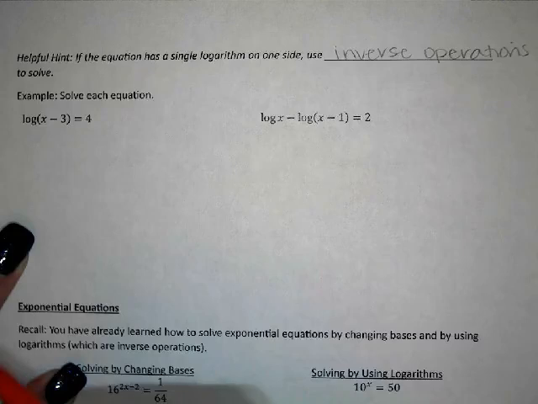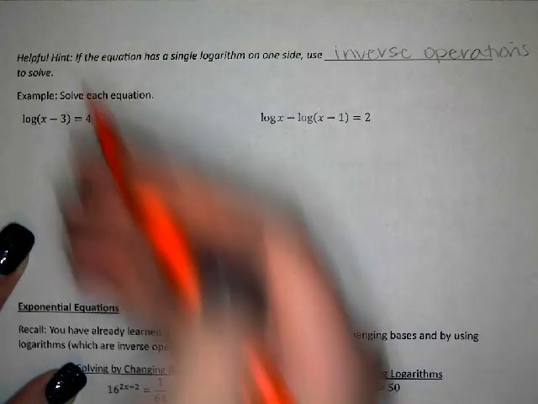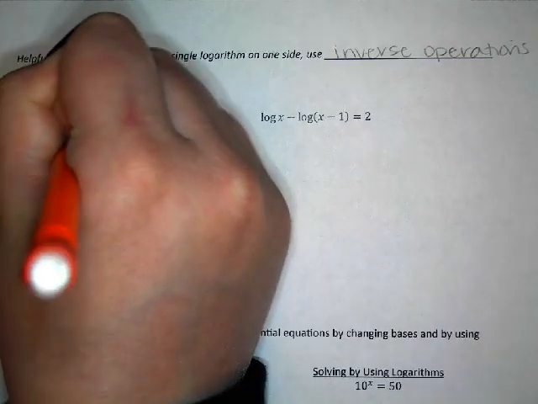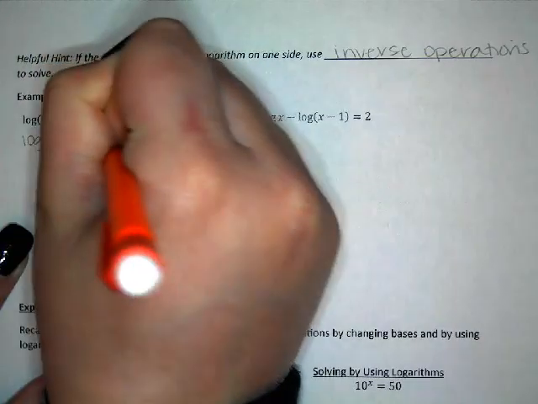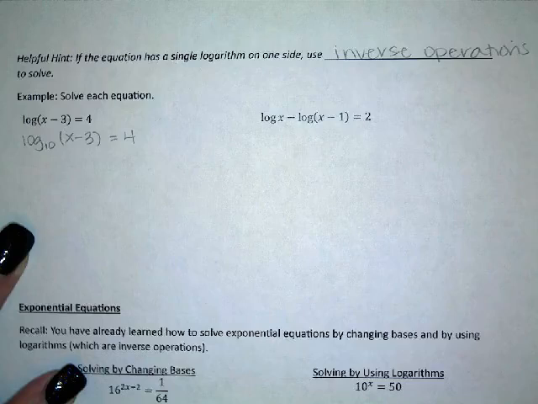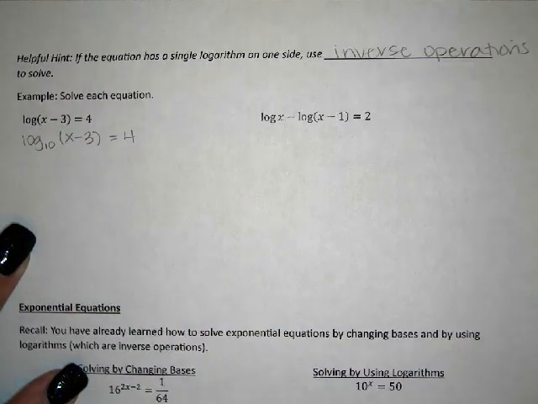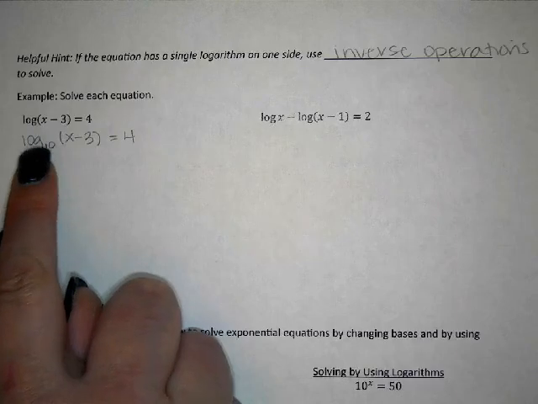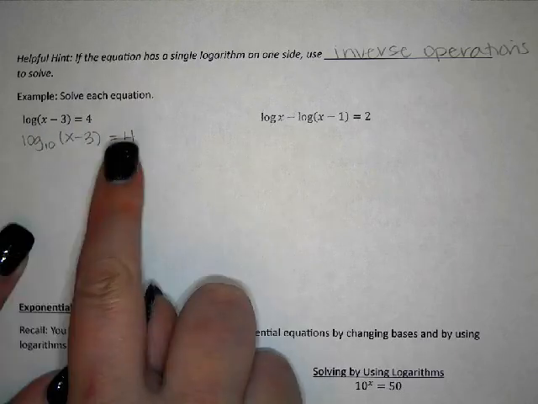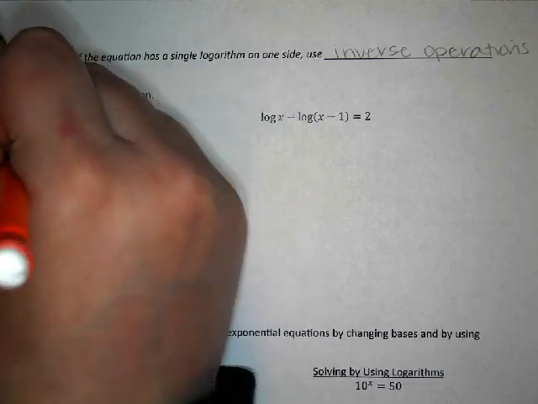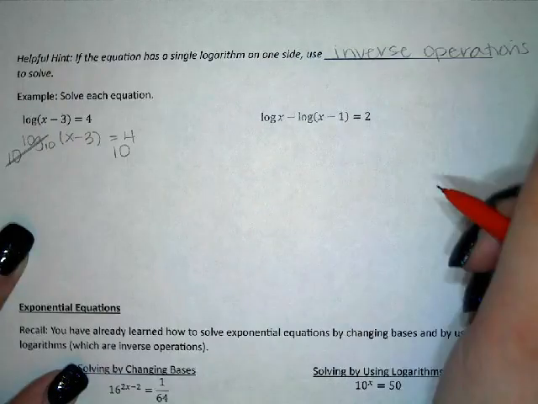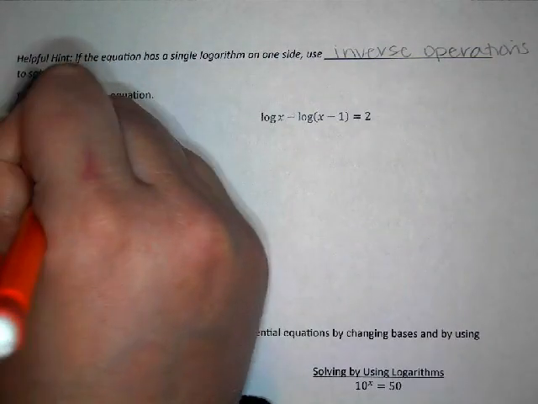And so first I'm going to write this as log base 10. I know that anytime a base is not written, that's what base it is. This is the common logarithm. And then to undo the log, I just need to put a base of 10 on the left side and a base of 10 on the right side. So base of 10, base of 10. So 10 and log base 10 cancel each other out because they're inverses. And I have x minus 3 equals 10 to the 4th.